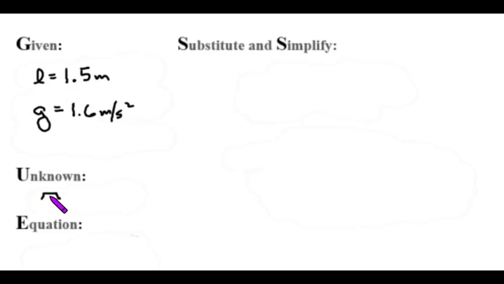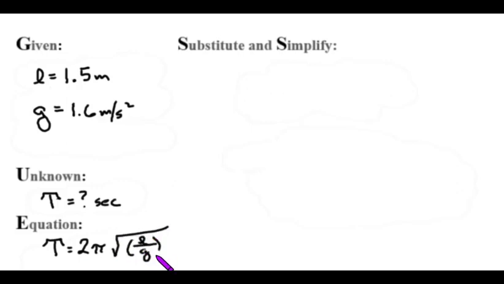We're looking for the period still, and that's in seconds. And period equals 2 pi times the square root of L divided by g, in parentheses. I don't know what the period is, but I can replace L with 1.5 and now g with 1.6.